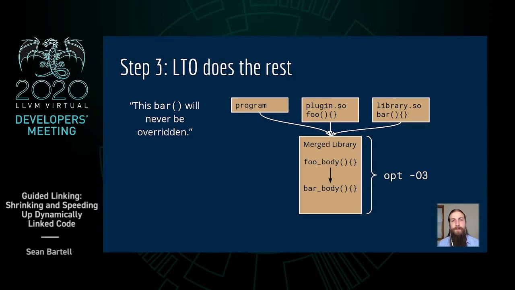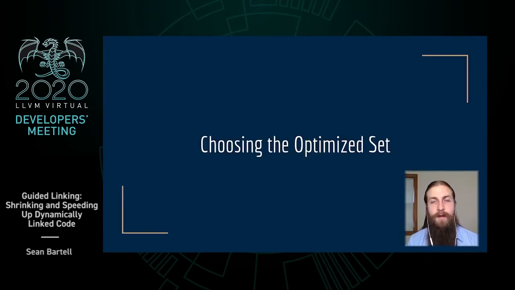Finally, we use LLVM's standard LTO passes to optimize the merged library. In effect, these optimizations can now cross the boundaries between different programs, libraries, and plugins, but it's worth pointing out that we can apply any LLVM optimization this way, not just the standard ones. So that's the overview of guided linking.